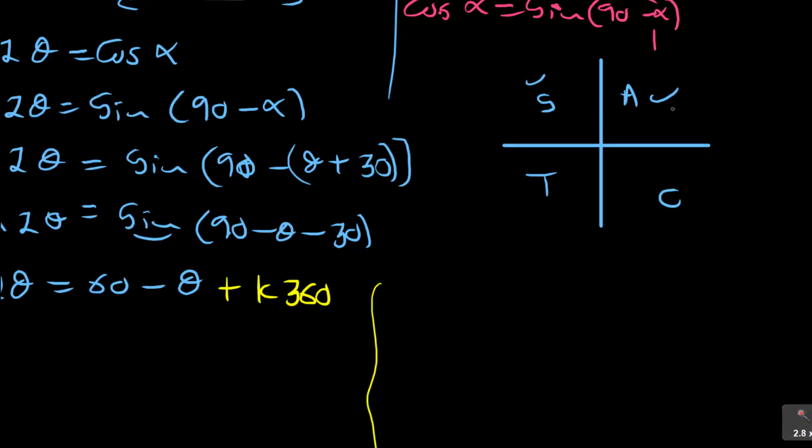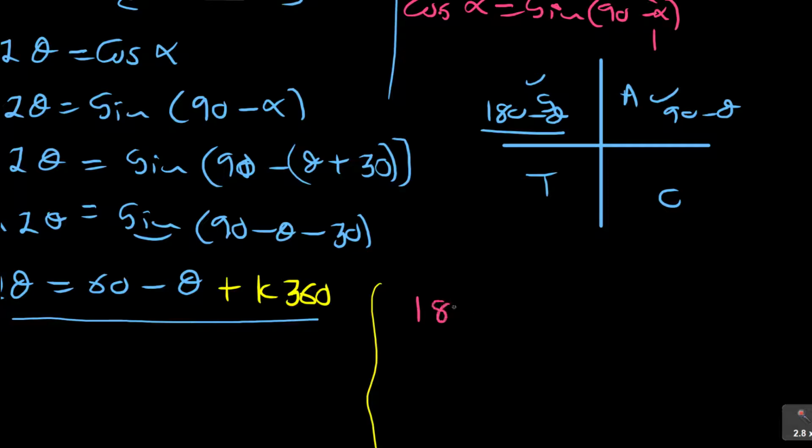So the first one is 90 minus theta, which is what we captured. This one is in the first quadrant. And then the other one is what? 180 minus theta. So here we also write that second one, which is 180 minus what we wrote. Are you getting that? So that's what we're going to write.